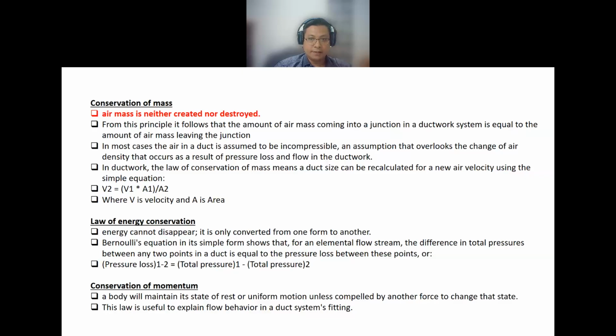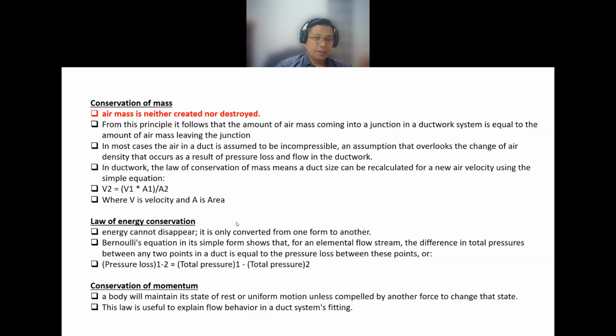Then just elaborate here. Okay. So if we ask for V2, just move A2 to the left side. Okay, sorry. Okay, so where V is velocity and A is area.